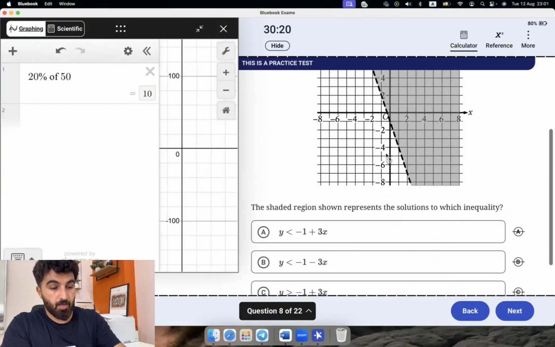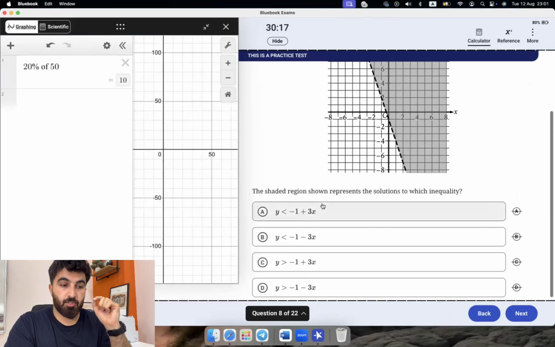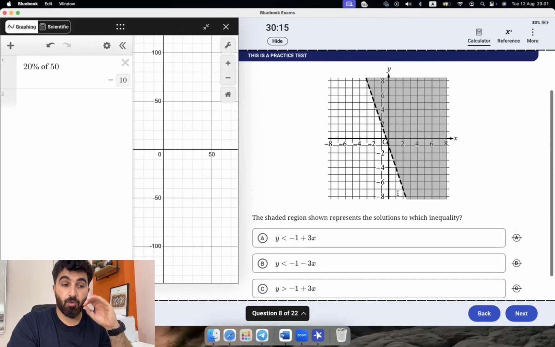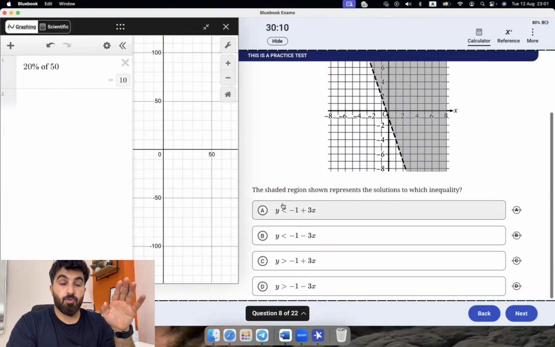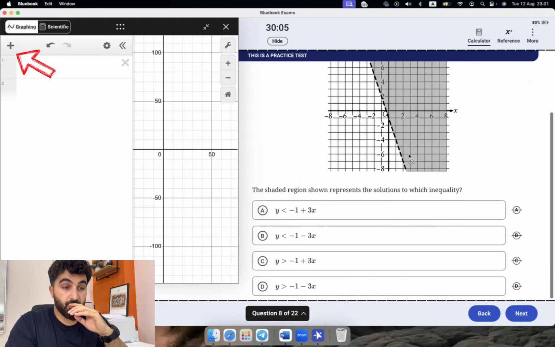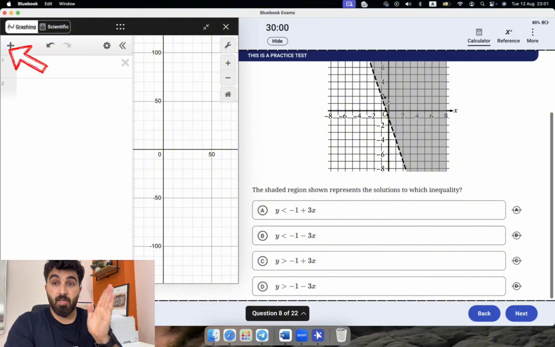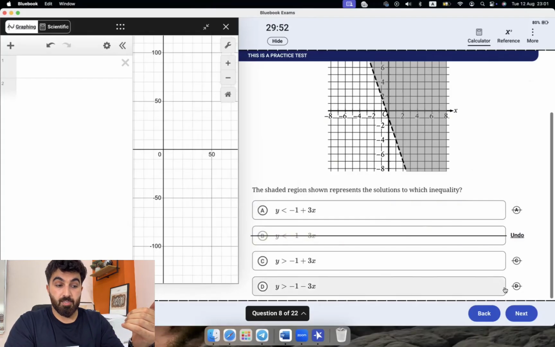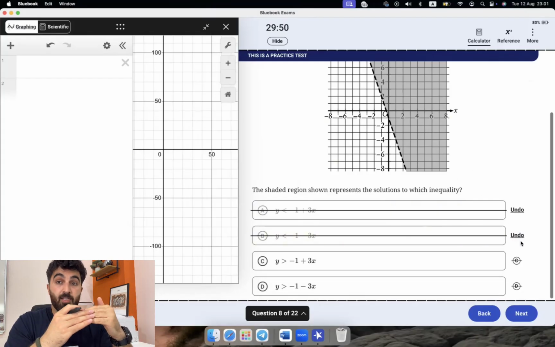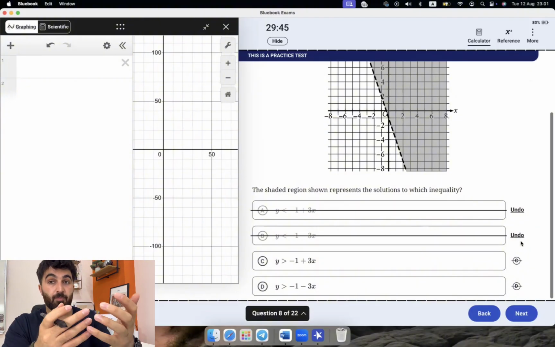That's a graph. And let's see what we are given. The shaded region shown represents the solution to which inequality? Look, if you have no idea about this question, what you can do is literally type every single answer choice into Desmos and see how the graph looks. But to make it at least a bit easier, if the shaded part is above the graph, that means greater. Y is greater than something. At least we can eliminate the y is less than choices. Because if it is less than or equal, we use below the line. But if it's greater than or equal, we use above the line.